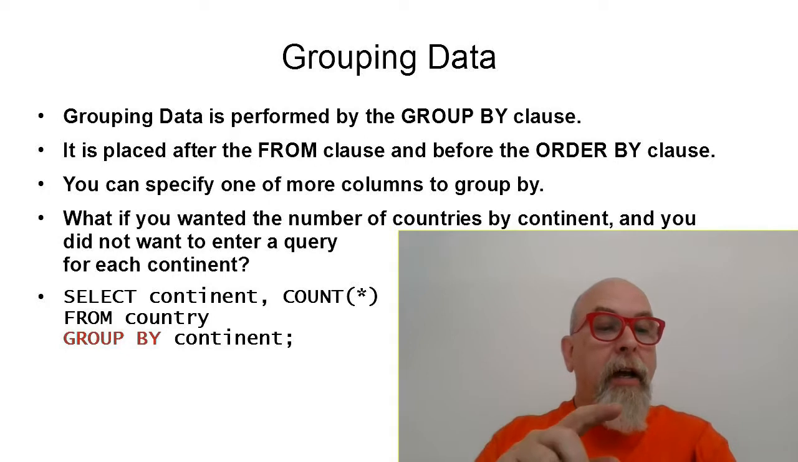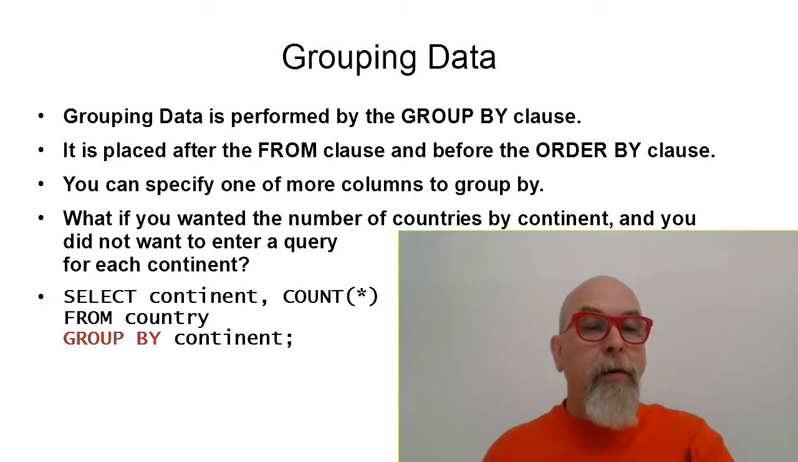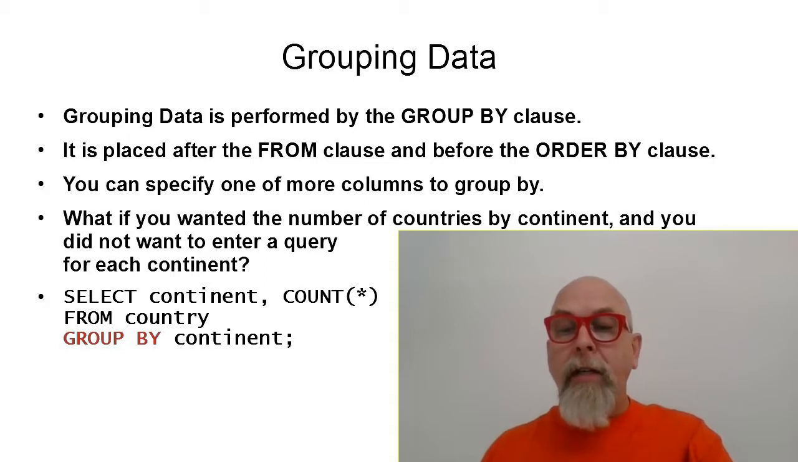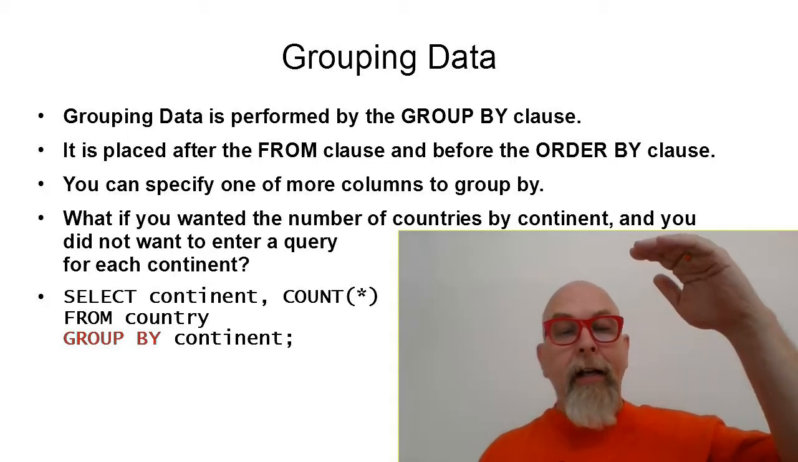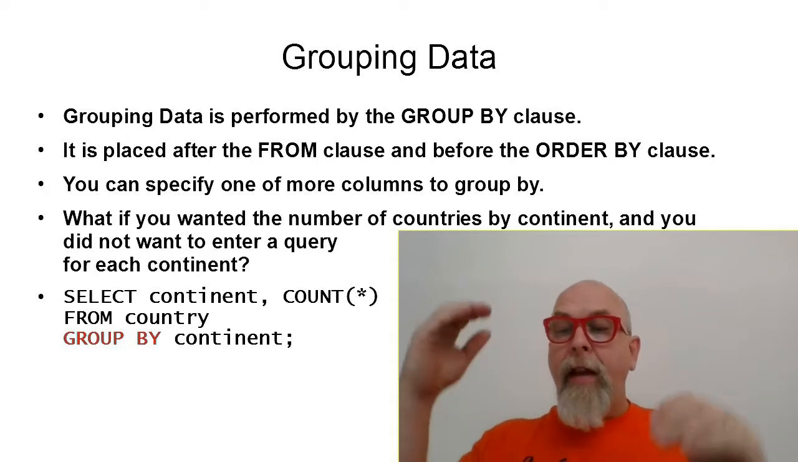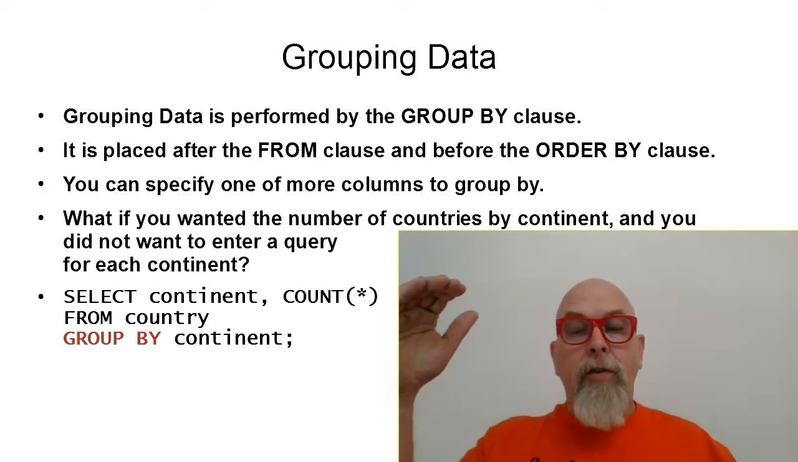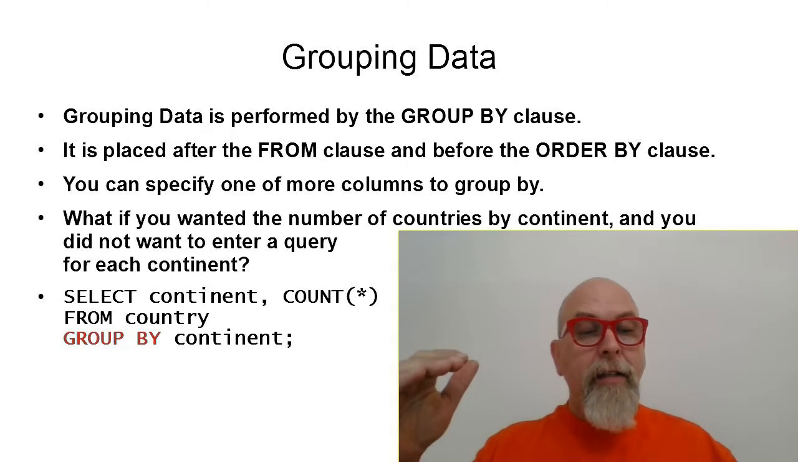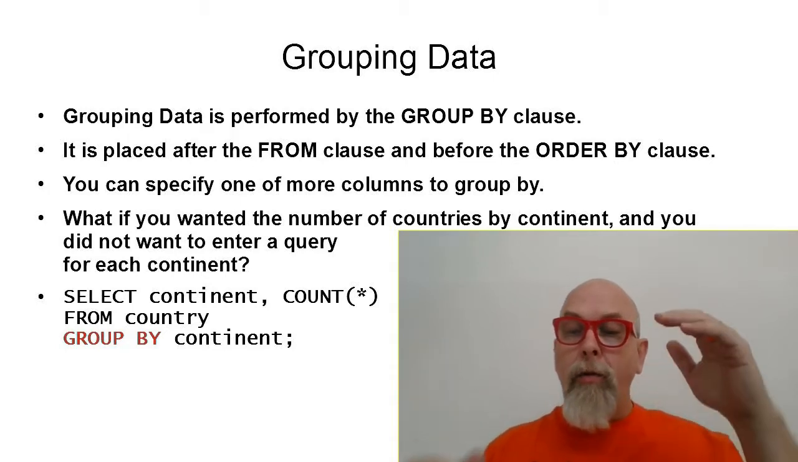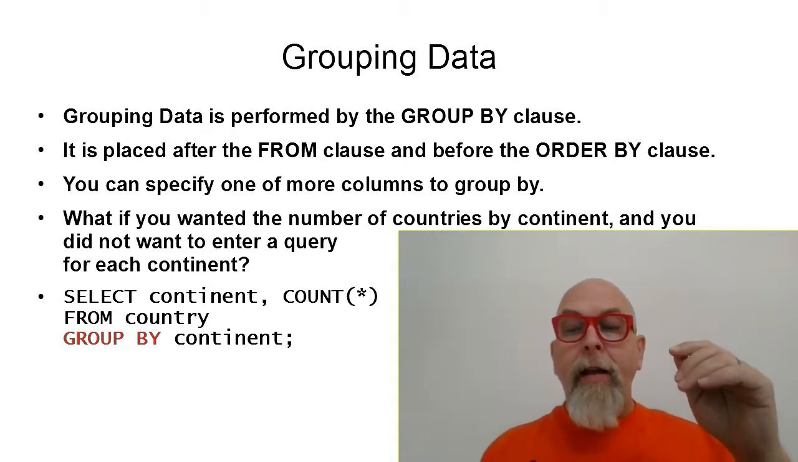For instance, here is our first select with a group by. Select continent with count star from country, but group by continent. So it's going to give us the continent name in the first column and the count of the countries within each of the continents in the second column. And it's going to group it by continent name.